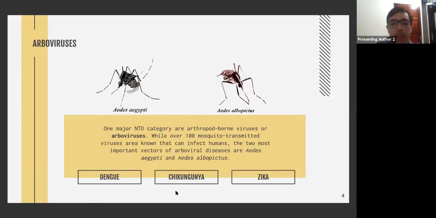Arbovirus disease is a subtropical and tropical disease that is transmitted by a type of mosquito. While over 100 mosquito-transmitted viruses are known that can infect humans, the two most common vectors of arbovirus disease are the Aedes aegypti and the Aedes albopictus. These two vectors are the transmitters of the dengue, Zika, and chikungunya viruses.